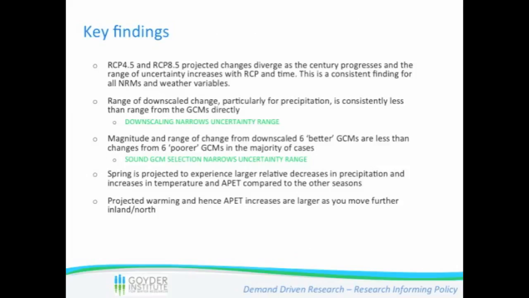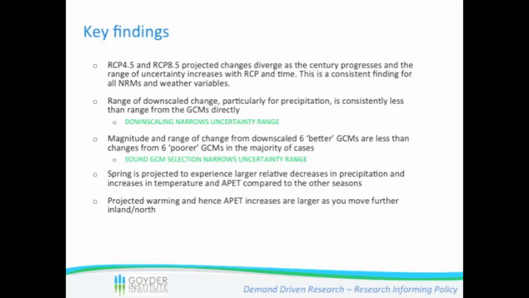So some key findings. I've tried to summarise the type of results you can find in the report. The 2 emission scenarios diverge as we move towards the end of the century when we downscale from the GCMs' simulations of those results. And the level of uncertainty increases with the higher emission scenario and as we move through the century. That's a consistent finding for all the NRMs. I only showed a few highlights from the Adelaide Mount Lofty Ranges NRM results, but that's consistent across all the regions and all the weather variables. The range of downscaled change, particularly for precipitation, is consistently less than the range from the GCMs directly. So the downscaling has achieved one of its original aims, which was to narrow the uncertainty range in the projected series.